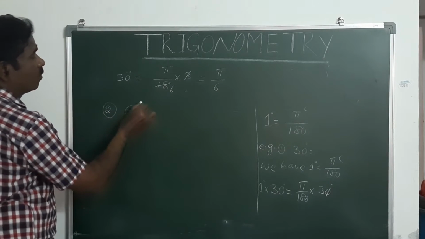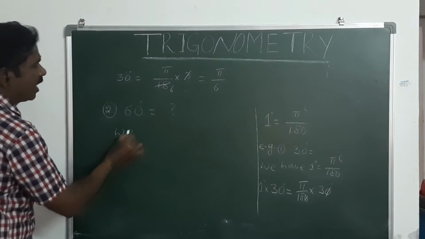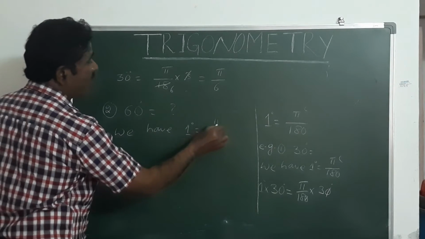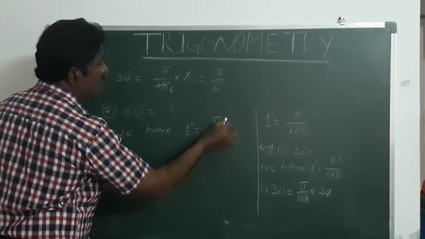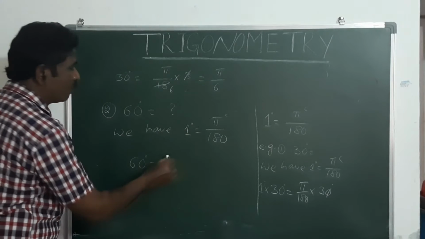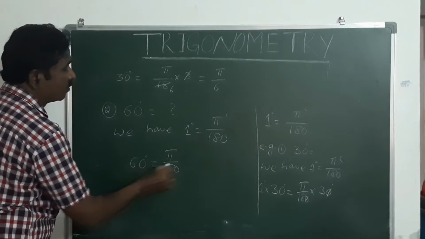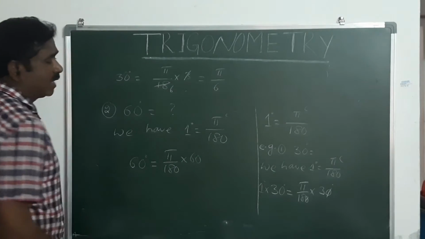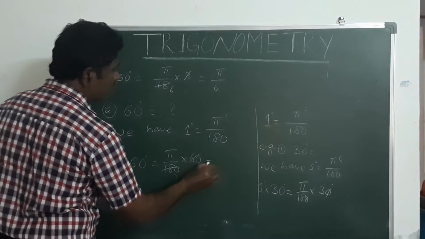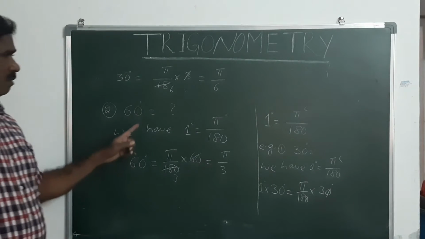Now example number 2: 60 degrees equals how many radians? Same thing. We have 1 degree equals pi by 180. Now for 60 degrees, multiply by 60 on both sides: pi by 180 into 60. You can cut directly: 3 sixes are 18, so you will get pi by 3.